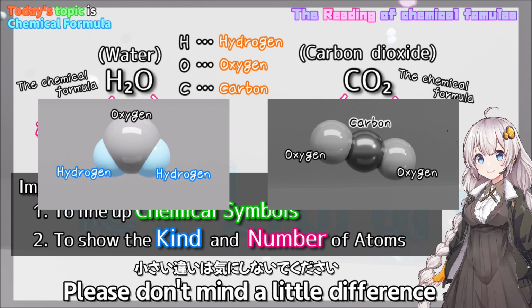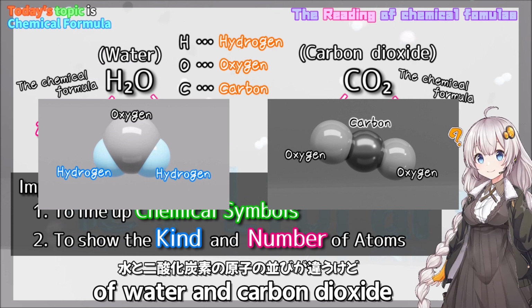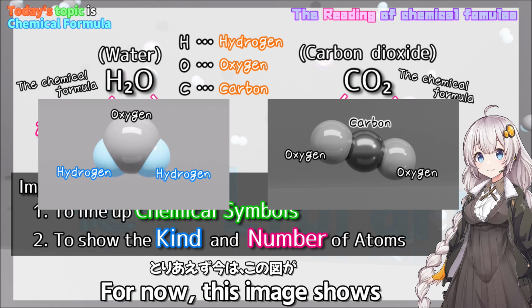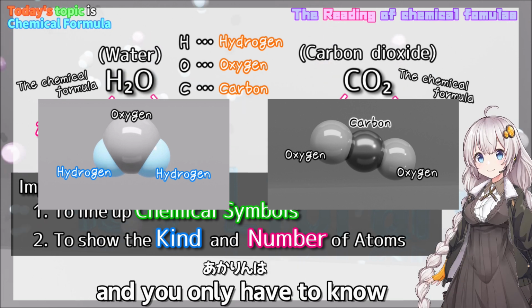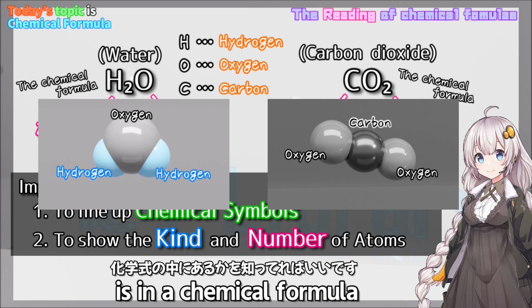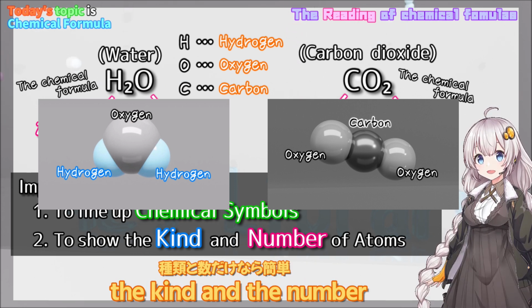Please don't mind the little difference in how the atoms of water and carbon dioxide are lined up. We'll learn this another day. For now, this image shows one set of a chemical formula, and you only have to know how many and what kind of atoms are in a chemical formula. Okay, it's simple if I only have to know the kind and the number.